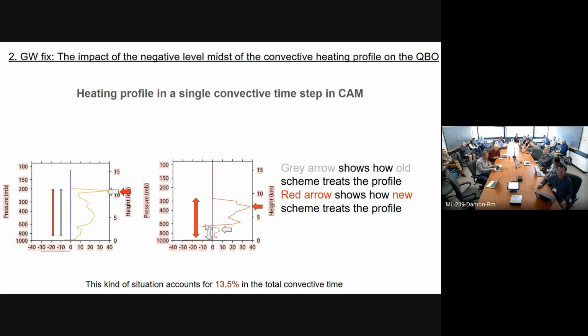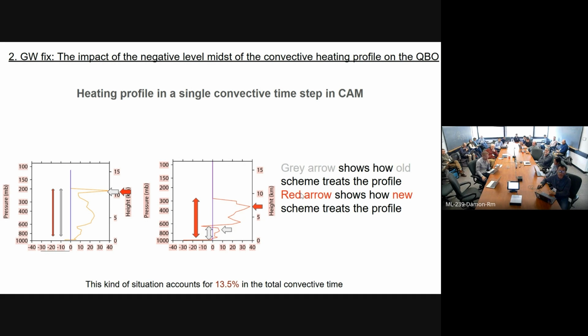So when it meets the negative heating level, it will detect this level as the convection top. And the maximum heating rate is the maximum value between this range, from the top and the bottom. So if the convection top is incorrect, then the maximum heating rate is highly underestimated, like the gray arrow shows.